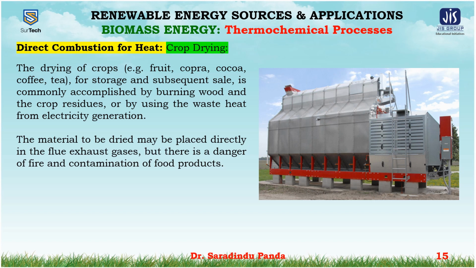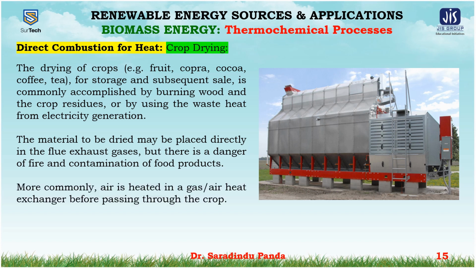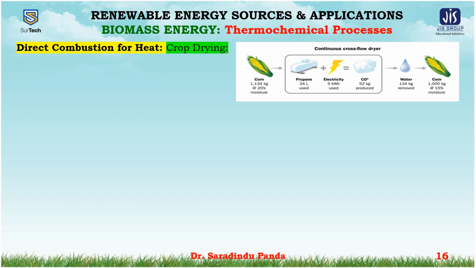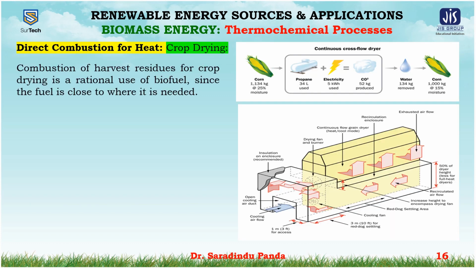The material to be dried may be placed directly in the flue exhaust gases, but there is a danger of fire and contamination of the food products. More commonly, the air is heated in a gas or air heat exchanger before passing through the crop. The combustion of harvest residues for crop drying is a rational use of the biofuel since the fuel is close to where it is needed.